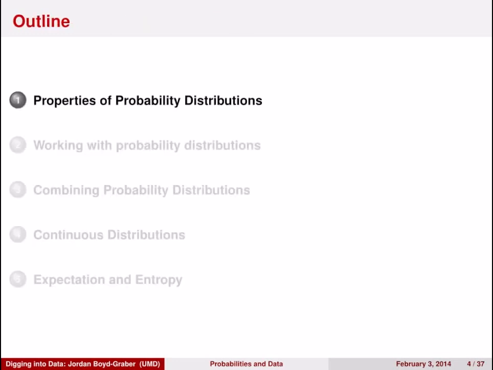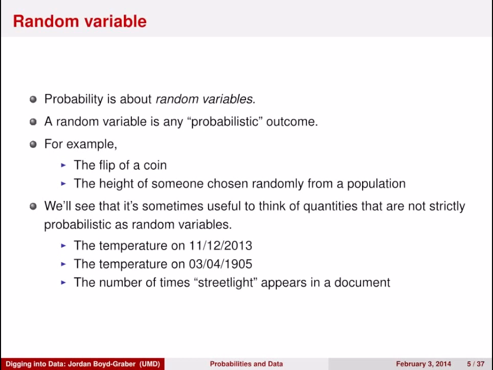So first, let's talk about what probability distributions are. Probability allows you to describe random variables. And a random variable is just any probabilistic outcome. For example, the flip of a coin or the height of someone drawn randomly from a population. And sometimes we'll think of quantities that are not strictly probabilities as random variables. So for example, the temperature on a particular day or the number of times "street light" appears in a document.